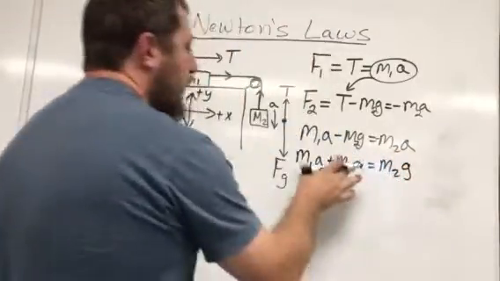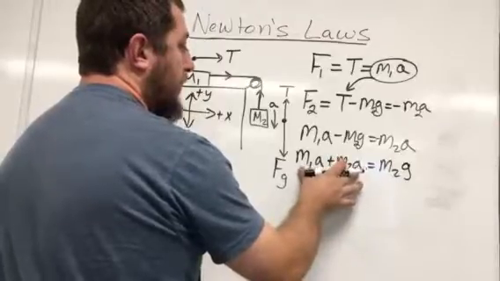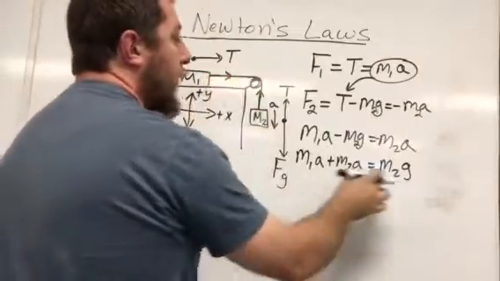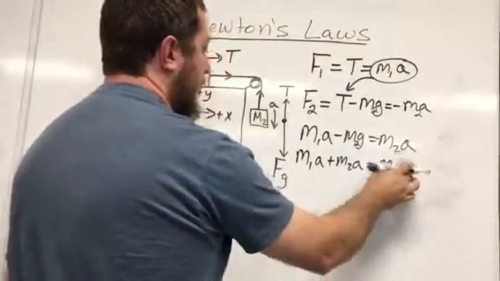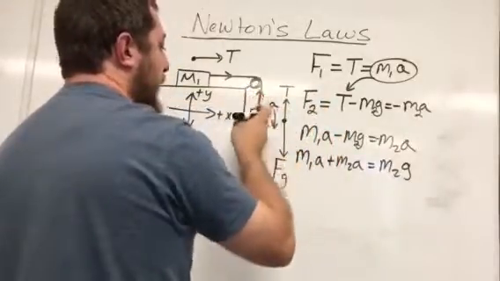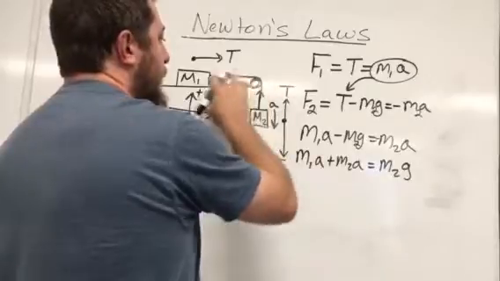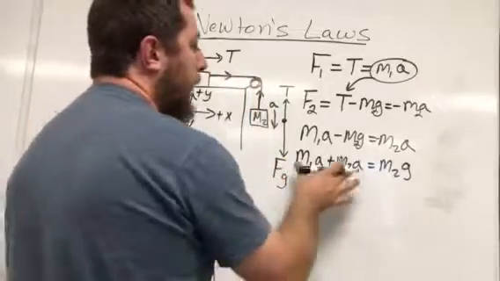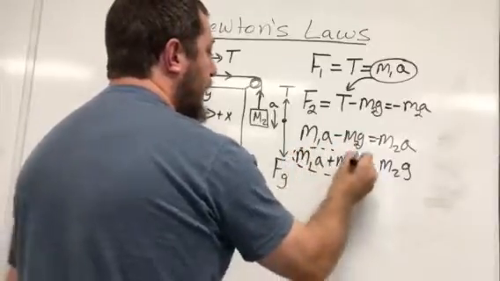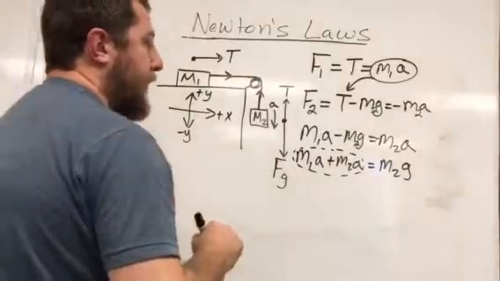M2g. So the total force on this object and this object must equal the force of gravity, since the force of gravity is supplying the force that's causing it to move downward, accelerate downward. That's the force that's modifying the tension here in the ropes. So the sum of the two net forces must equal the force of gravity, all right?